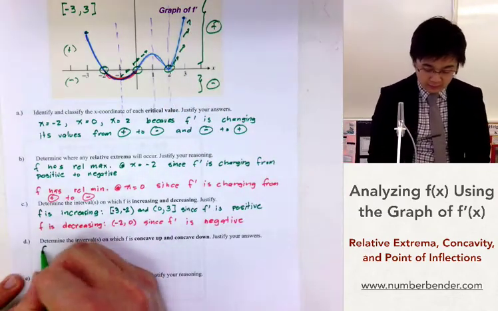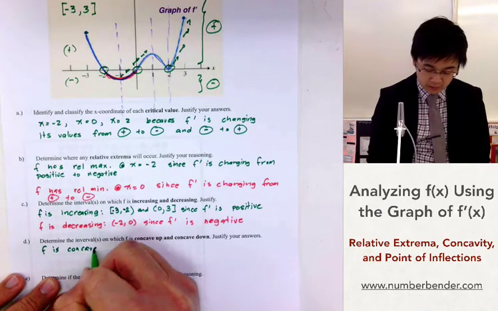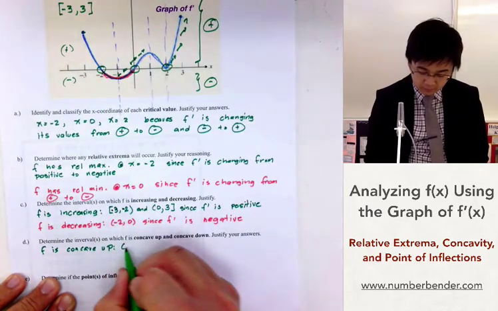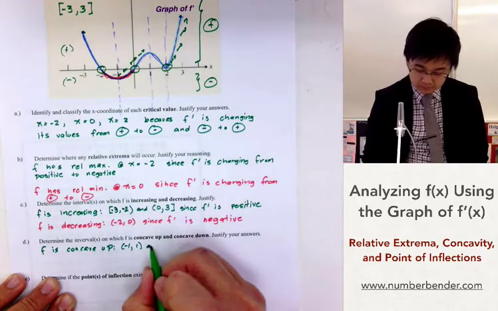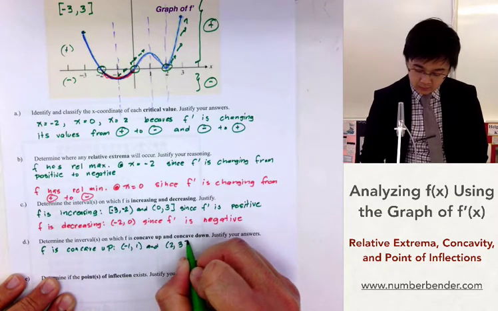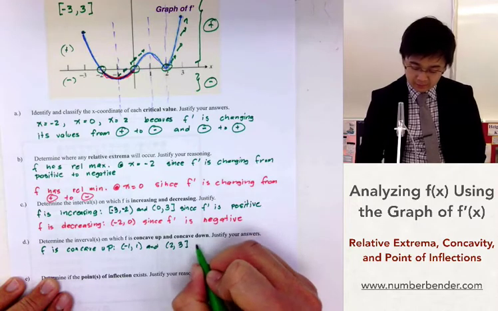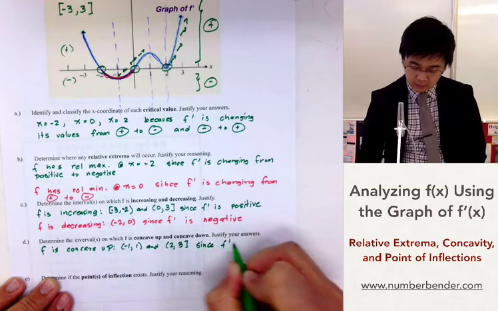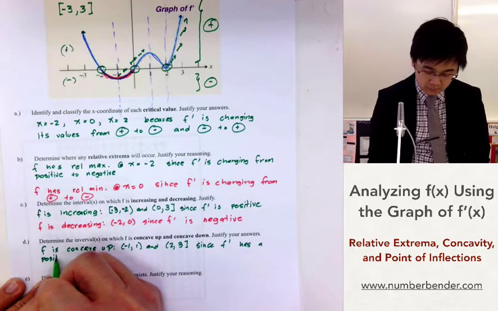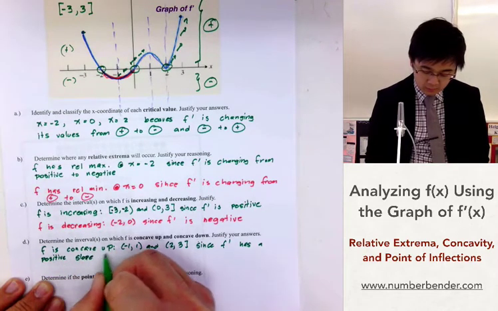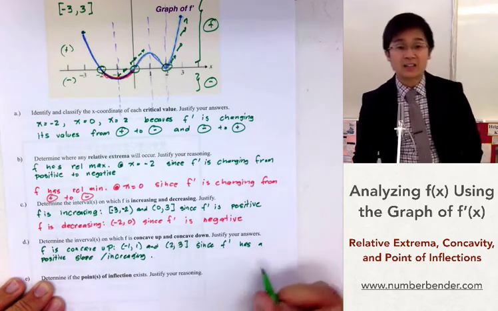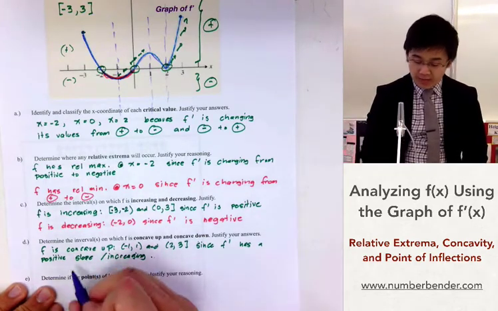So we can say that f is concave up right here from -1 to +1 and from 2 to 3, closed interval, and the reason is because f prime is increasing in that interval.